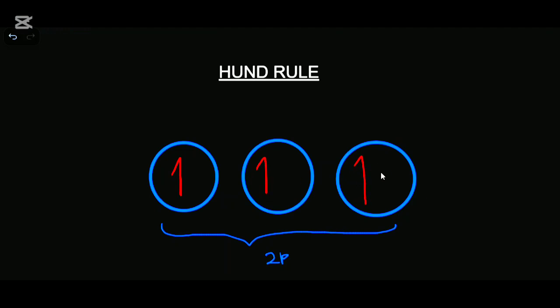Now the empty orbitals are used up. Now it's time for pairing up. Now this pairs up, then this, then this. That's what Hund's rule says.